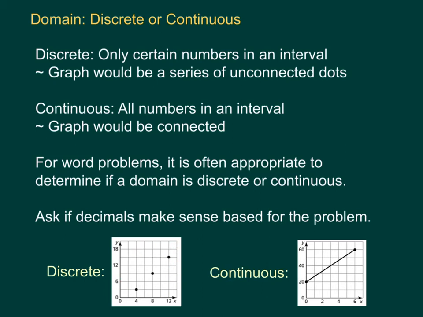A continuous domain would mean that we're talking about all the numbers in the interval, and the graph would be connected, like we have here in this second graph. And for word problems, it's often appropriate to determine if a domain is discrete or continuous. In order to do this, one way we could go about it is to ask if decimals make sense based on the problem. We'll see a couple of examples now so that makes a little bit more sense.